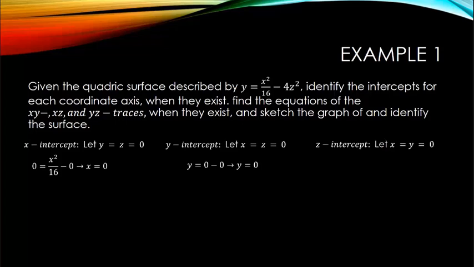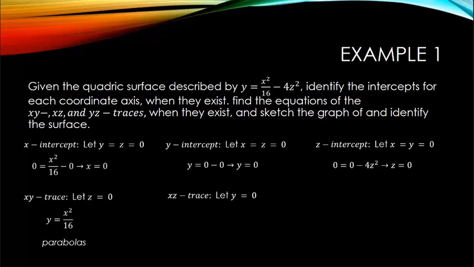And the z-intercept is given when x and y are 0. Plugging 0 in for x and y, I get z is equal to 0. So my intercepts all occur at x equals y equals z equals 0. The xy trace is when z is equal to 0. Plugging 0 in for z, I get y is equal to x squared over 16. This gives me a parabolic xy trace.